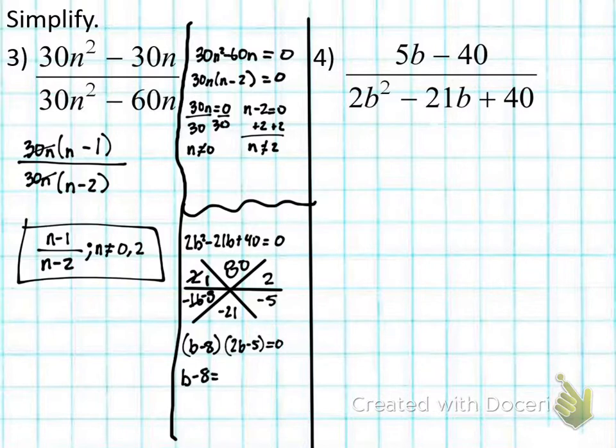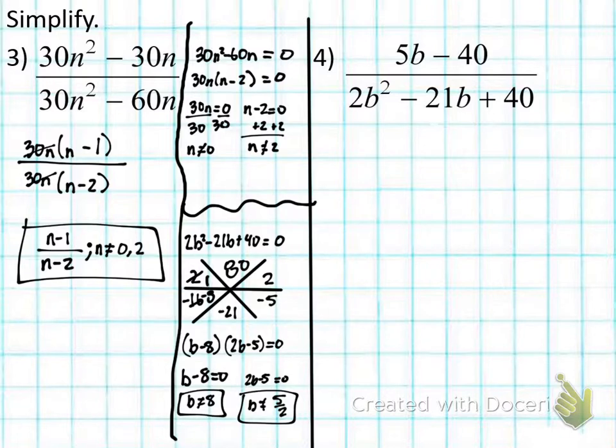Zero product property, right? Remember this a few weeks ago? So b is equal to 8, and b is equal to 5/2, okay? But are these the answers? Are these the answers to my problem? No. What are these called again? Excluded values. So all you've got to do is mark these off, put the equal signs out with a line through them like that, okay?